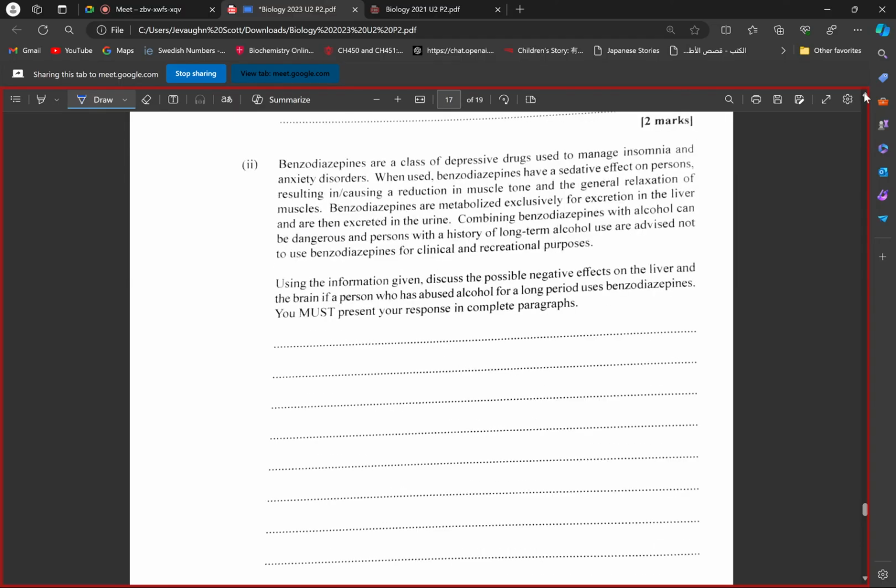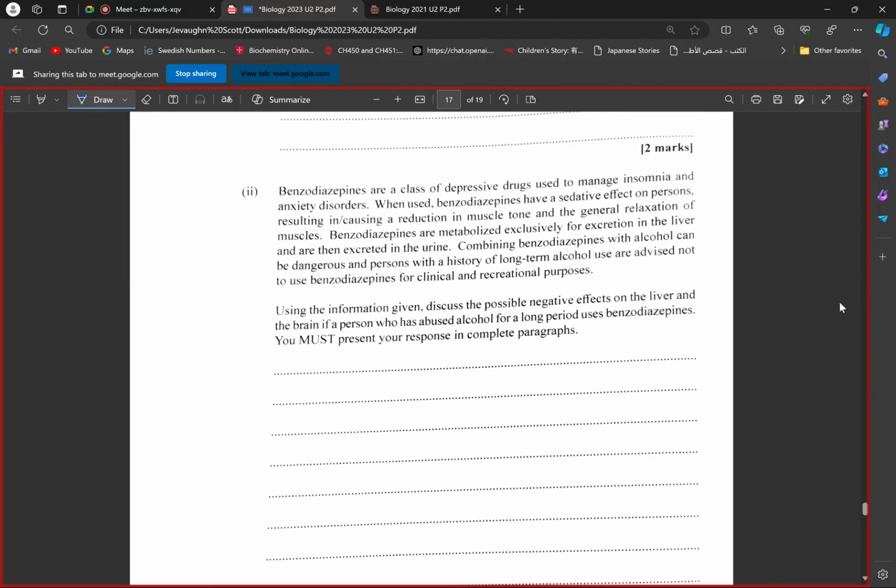Where would we start? I would start with what the liver does, then look at what the benzodiazepine does, then what alcohol does to the liver, and how the liver would respond to benzodiazepine. That's what I would do. But let's have a look at this. What does the liver do?